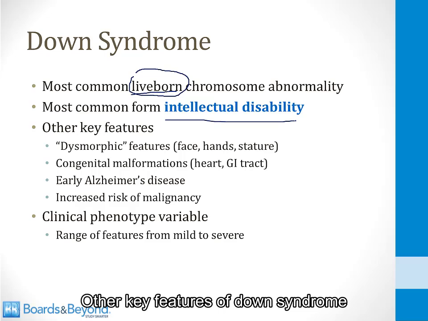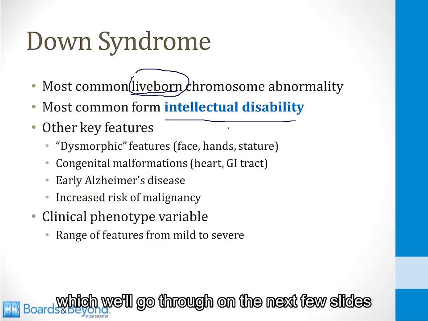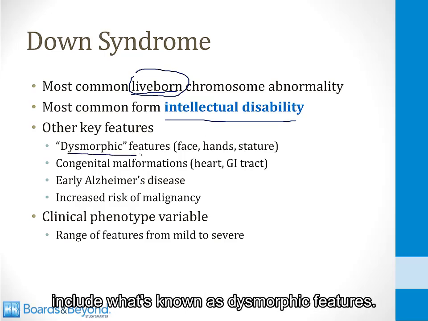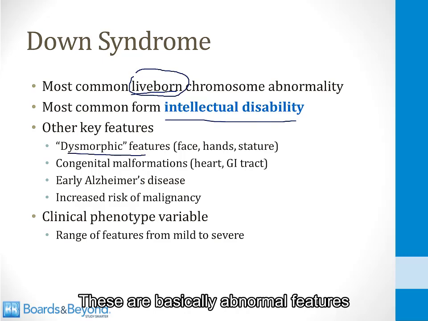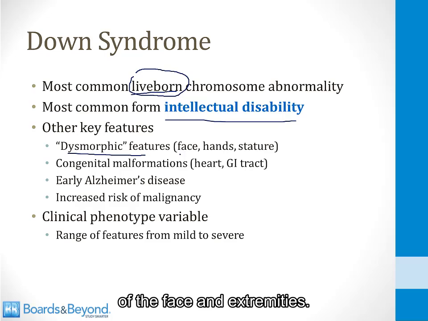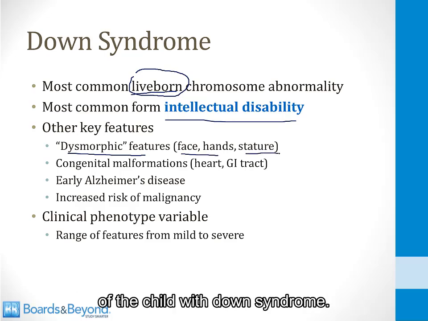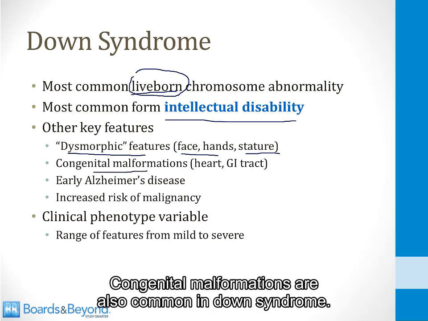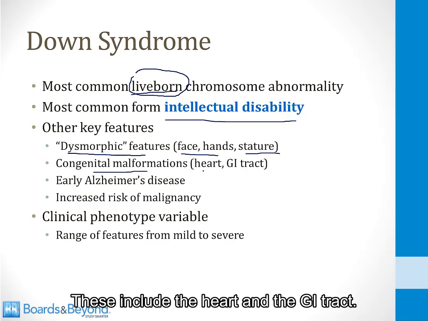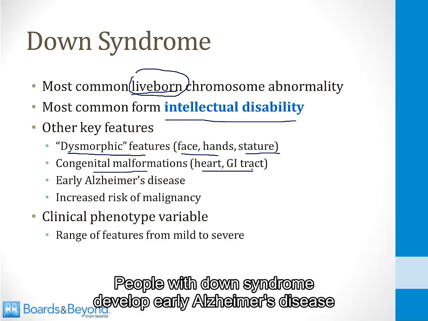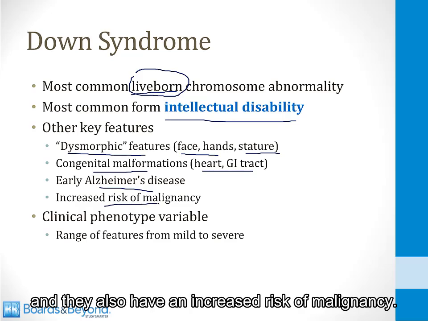Other key features of Down syndrome, which we'll go through on the next few slides, include what's known as dysmorphic features. These are basically abnormal features of the face and extremities. This includes the face, hands, and also the stature of the child with Down syndrome. Congenital malformations are also common in Down syndrome. We'll talk about those. These include the heart and the GI tract. People with Down syndrome develop early Alzheimer's disease, and they also have an increased risk of malignancy.